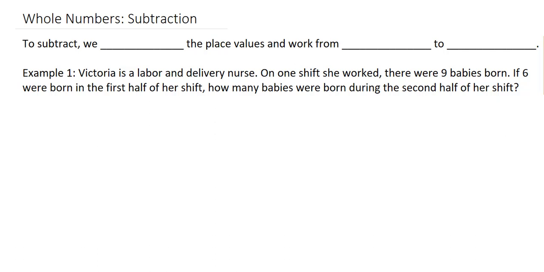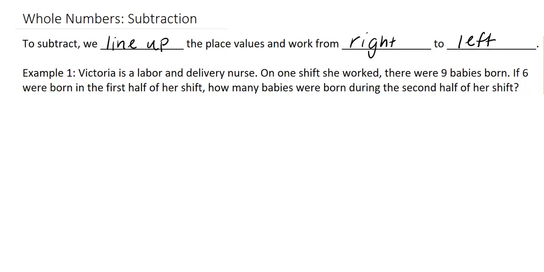Whole number subtraction. To subtract, we will line up the place values and work from right to left. Let's look at the first example.